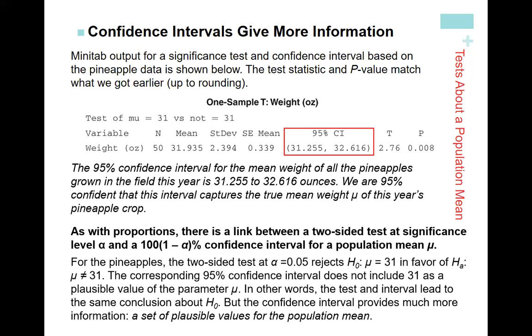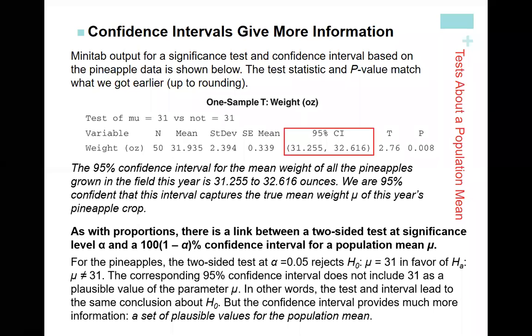And in general, there's a link between a two-sided test at an alpha level and a 100 times 1 minus alpha percent confidence interval. So in other words, since we are at an alpha level of 0.05, this tells us information about the 95% confidence interval. Alpha level 0.1 tells us about the 90% confidence interval, and so on. So it's kind of like the inverses of each other as to what the confidence interval tells us.